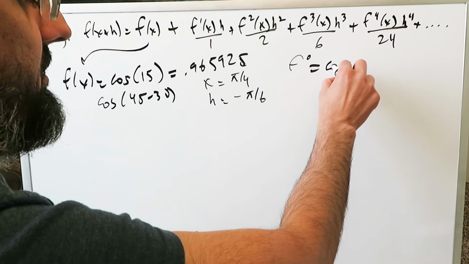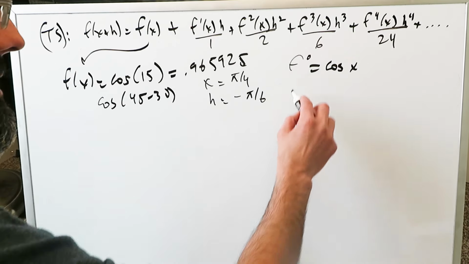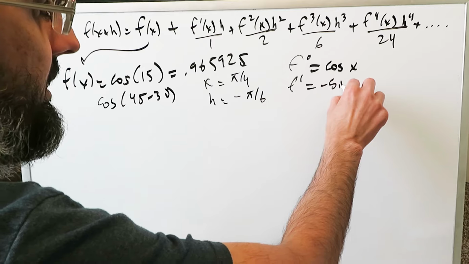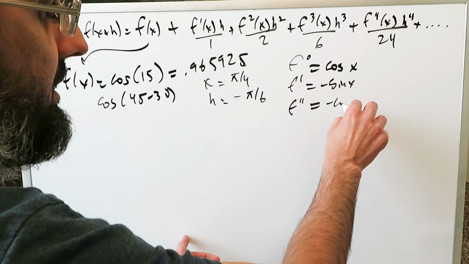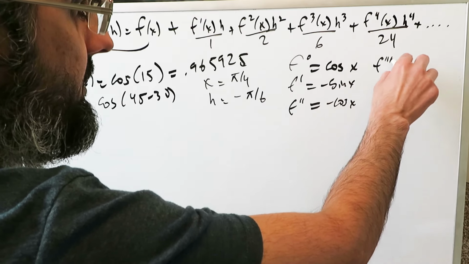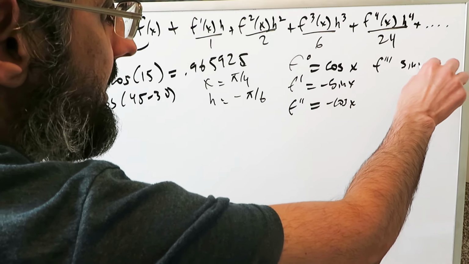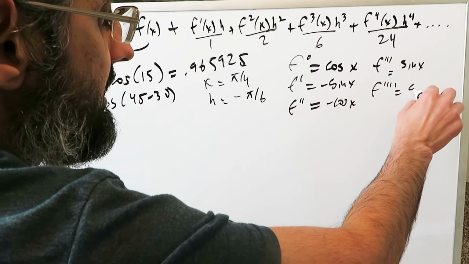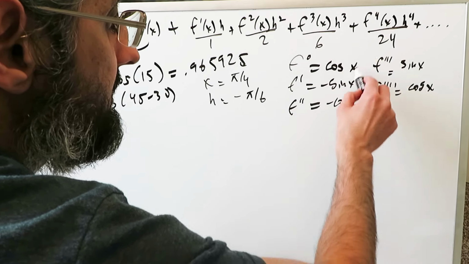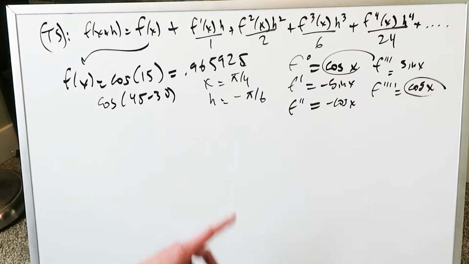The zero order derivative is just basically your original function. Your first order derivative is minus sine x. Your second order derivative is going to be minus cosine x. Your third order derivative is going to be sine x. Your fourth order derivative is going to be cosine x, and you'll shuffle back to the original function as you see it. These will come right here into that template.